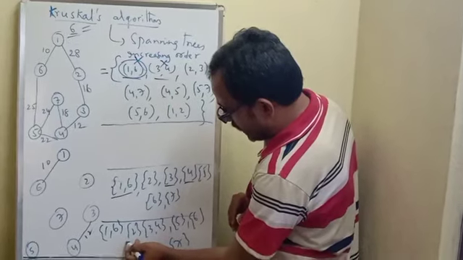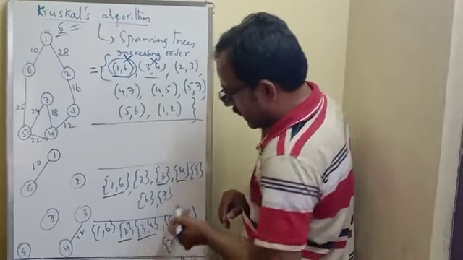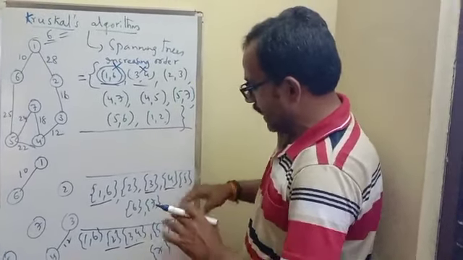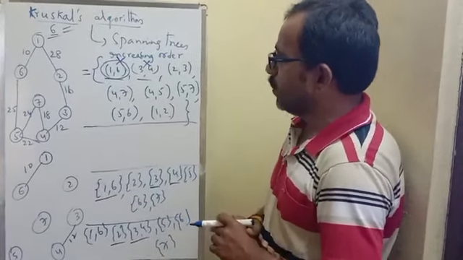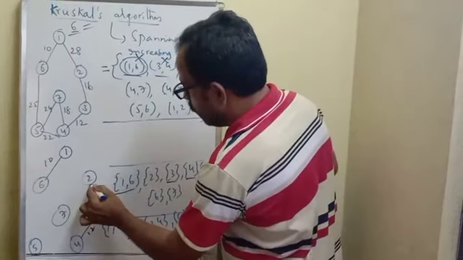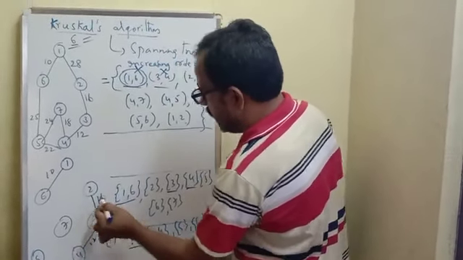Now observe the resultant sets. 2 is in one set, 3 is in another set. Then we can successfully include the 2 3 edge into the spanning tree. So after including the 2 3 edge, we get the updated spanning tree like this.